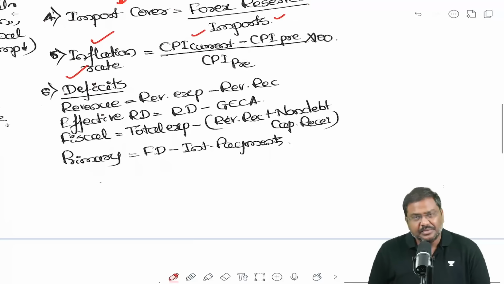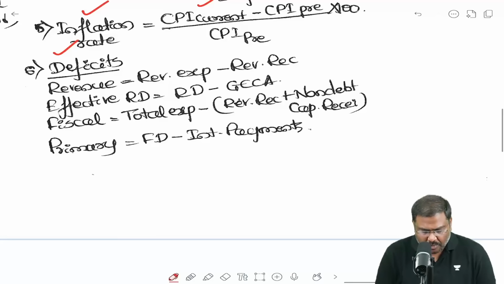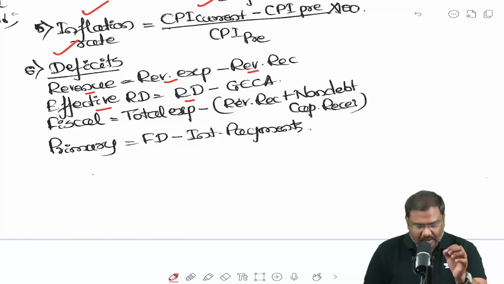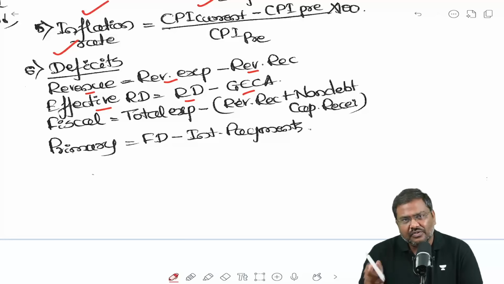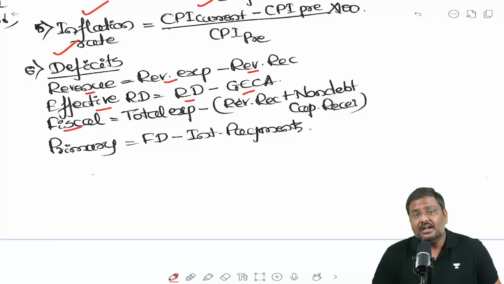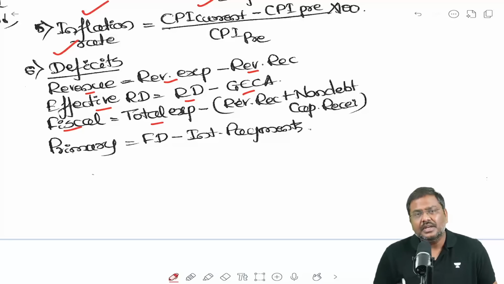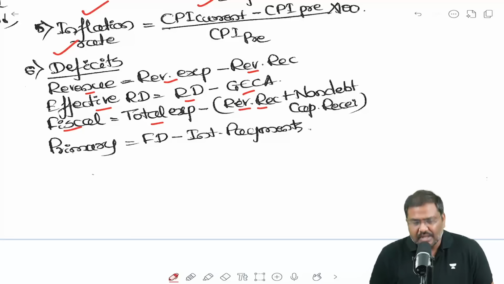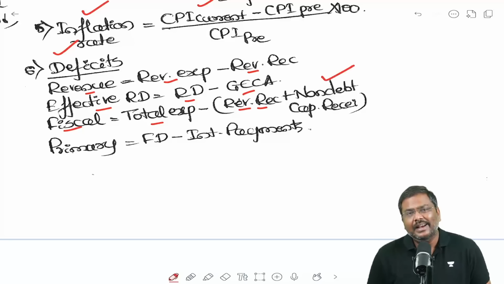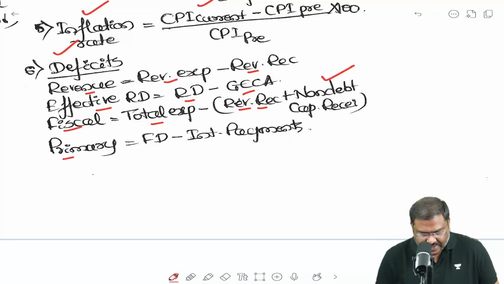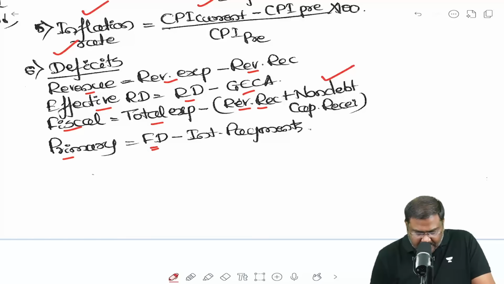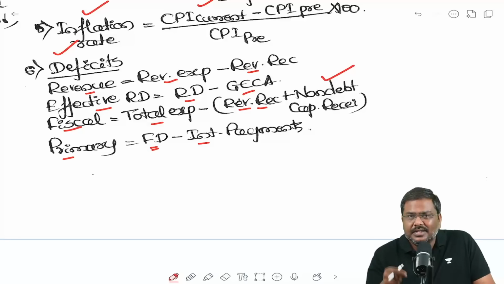Deficits: there are four types of deficits that are published right now by the government. We have revenue deficit: revenue expenditure minus revenue receipts. Effective revenue deficit: revenue deficit minus grant for creation of capital asset. We have fiscal deficit that represents the borrowings done by the government of India. Formula is total expenditure minus, within the bracket, revenue receipts plus non-debt creating capital receipts. And finally, we have primary deficit, that is fiscal deficit minus interest payments.